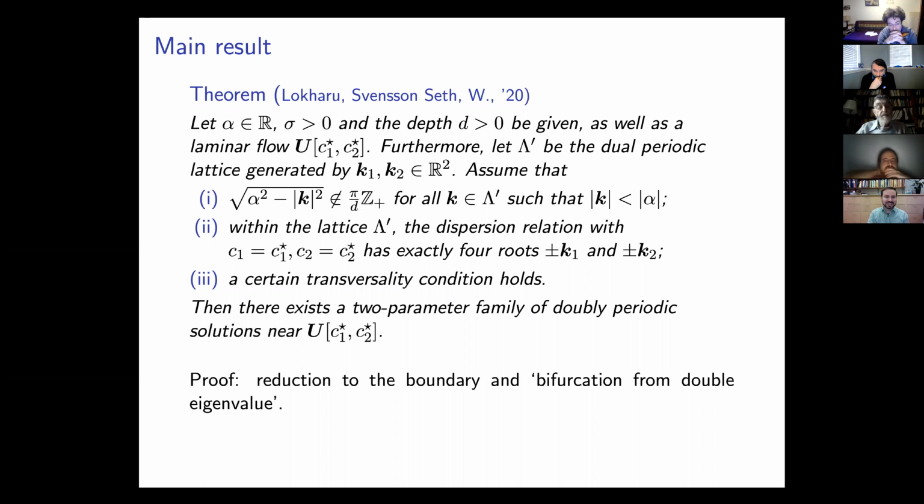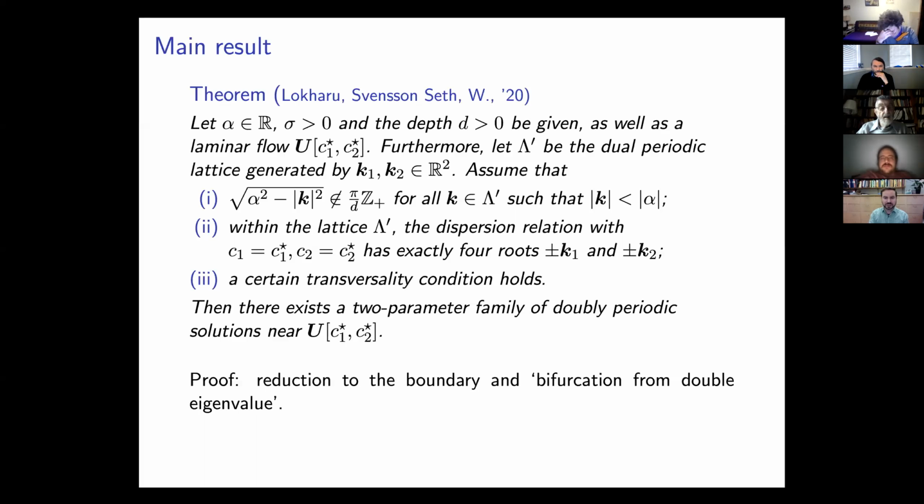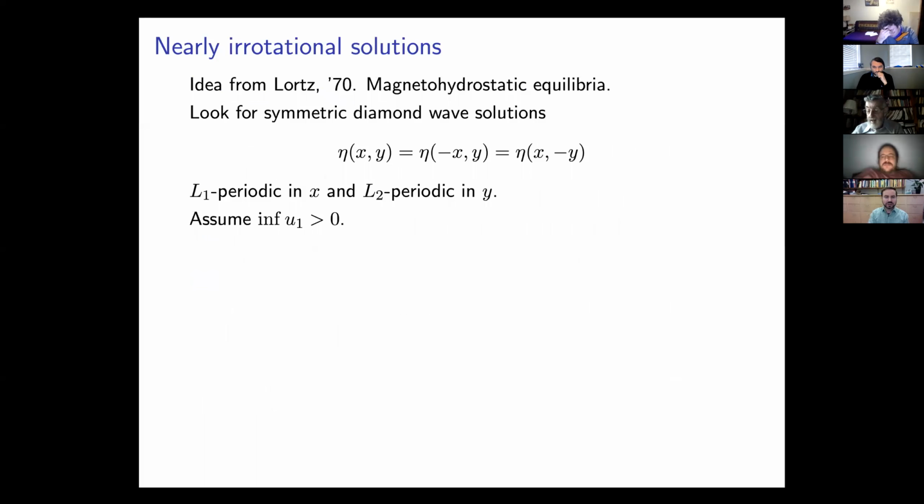So let me just say something very brief about that. So this is the one result I have with vorticity. So this is this kind of special situation where you still have a sort of elliptic free boundary problem. The other result I wanted to mention is work in progress together with Christopher Warholm and Douglas Svensson Seth, which is for nearly irrotational solutions. So these are solutions which sort of bifurcate from irrotational solutions, so uniform flows, but the vorticity is not zero.